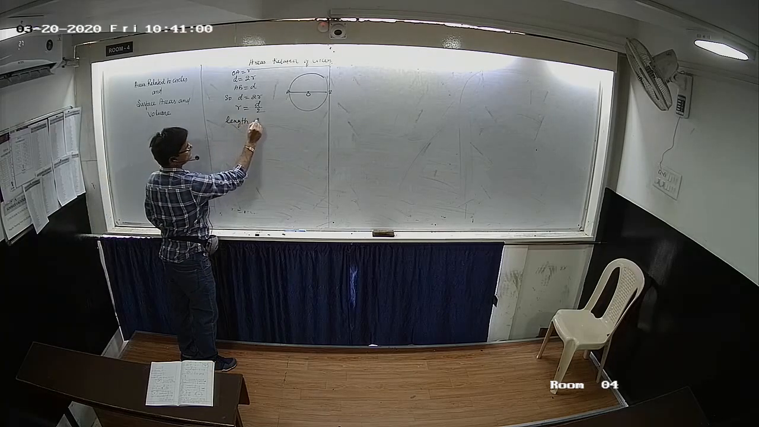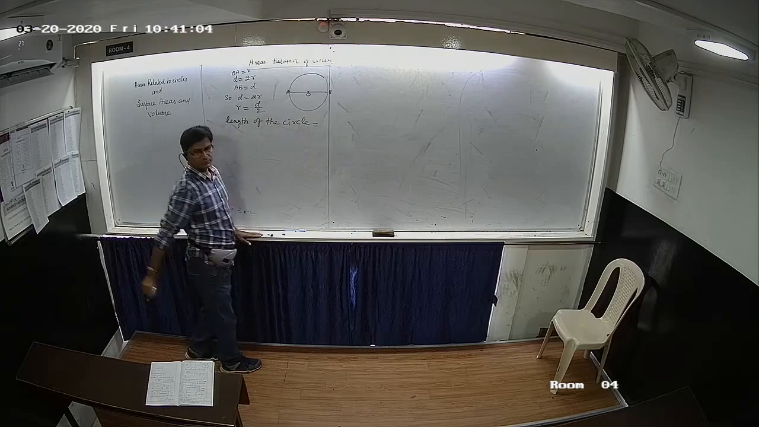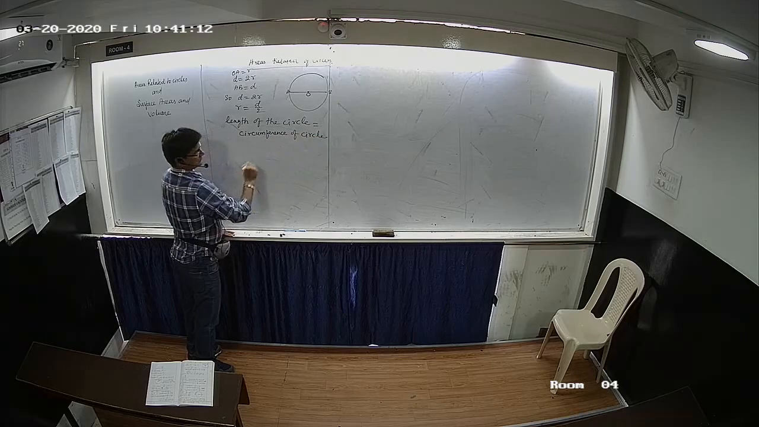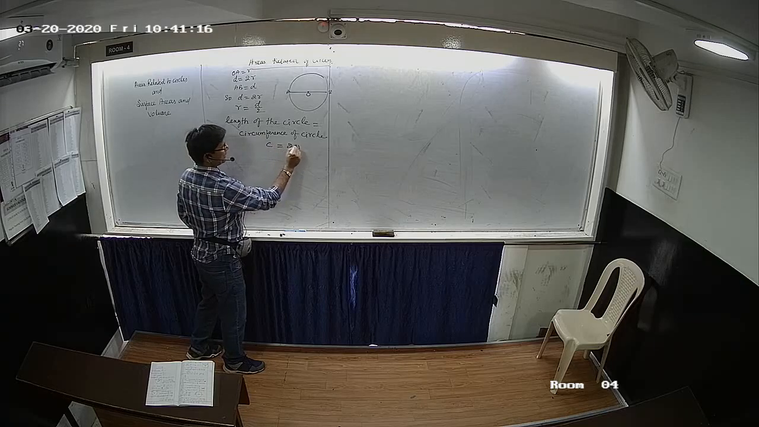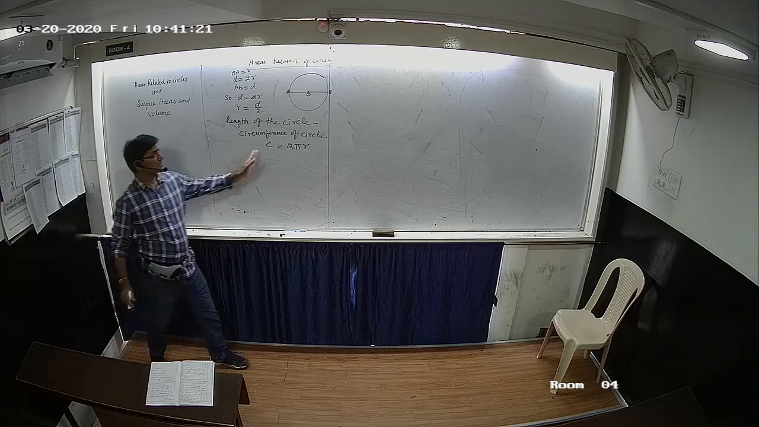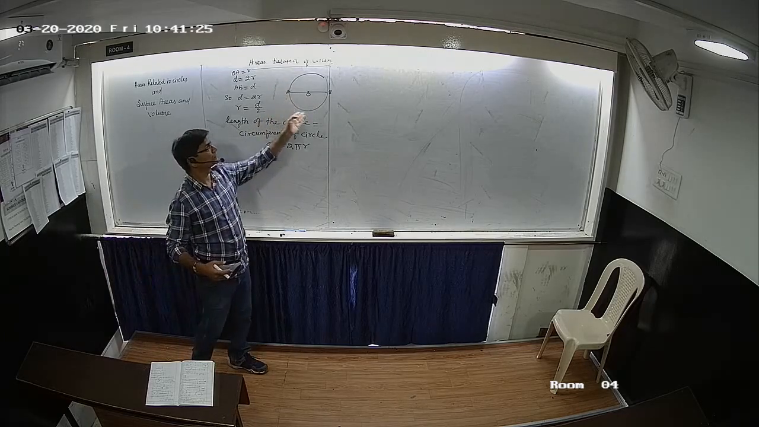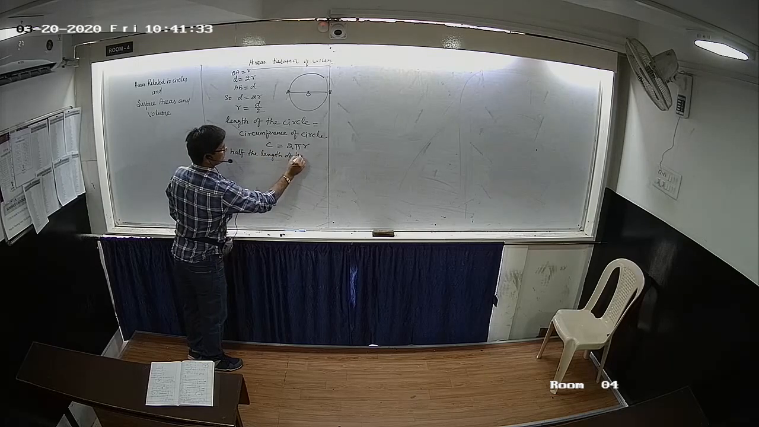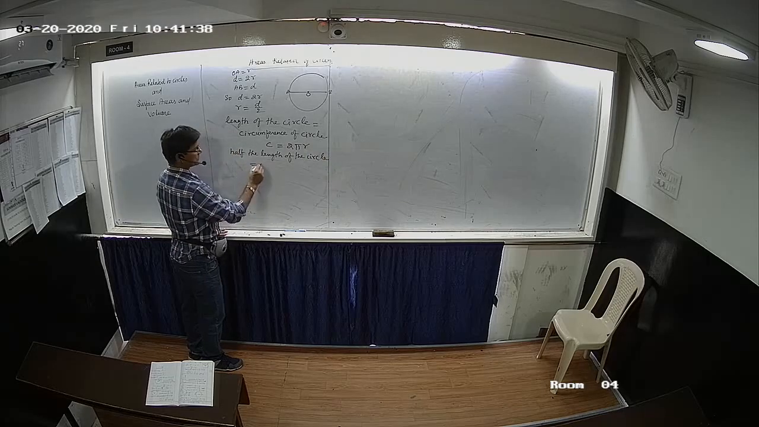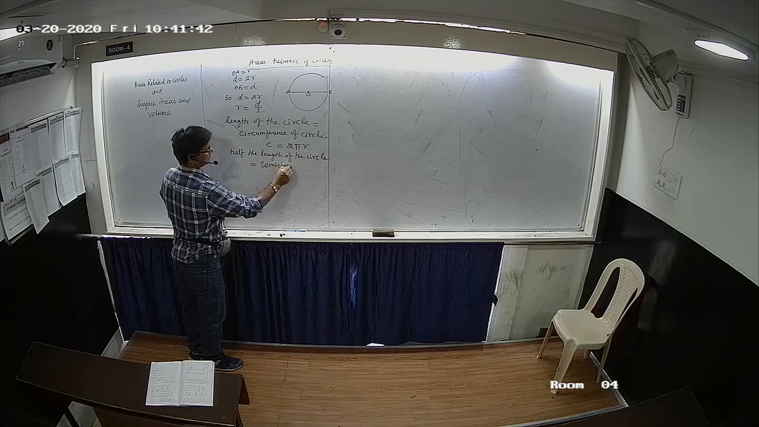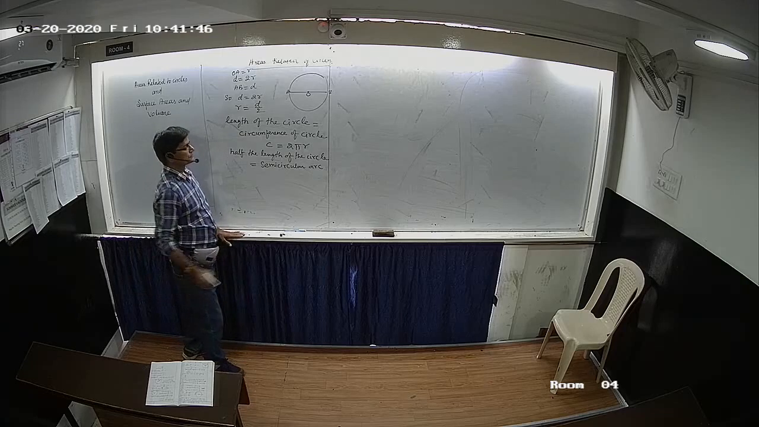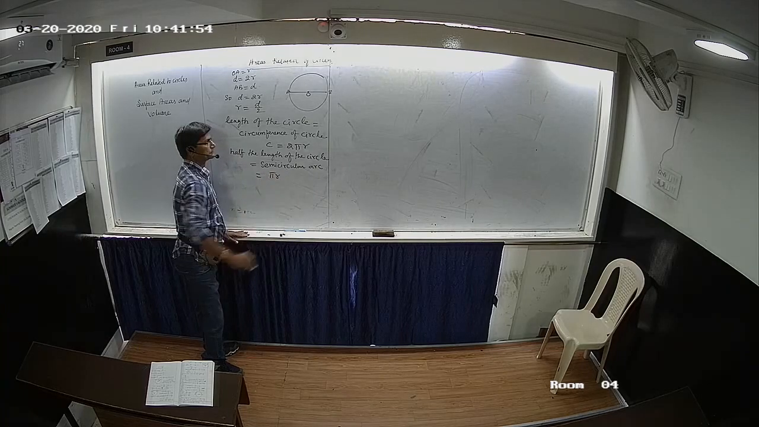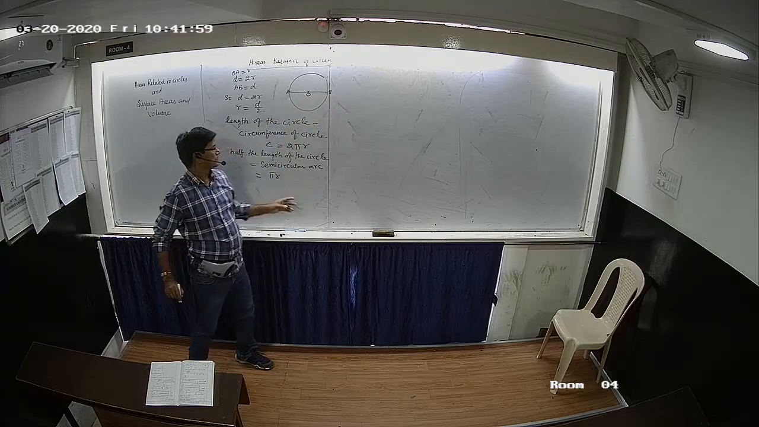The length of the circle is equal to the circumference of the circle, which is denoted by C, and that is equal to 2 pi r. This is the total length of the circle. If you want half the length of the circle, half the length of the circle is equal to a semicircle. That is equal to half of 2 pi r, that is only pi r. So the length of half of the circle is pi r.